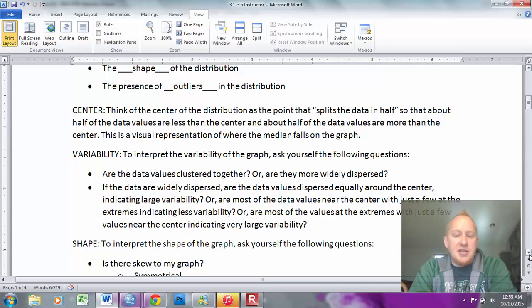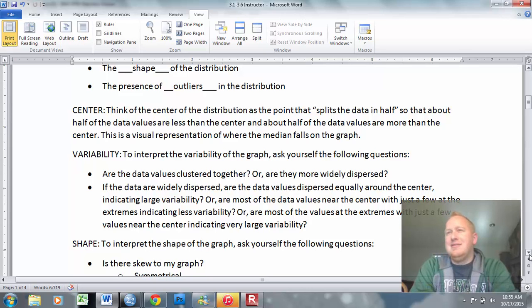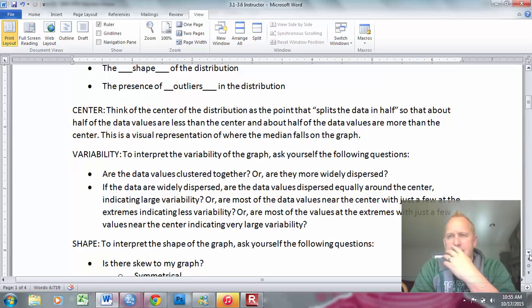This is a visual representation of where the median falls on the graph. Okay, I did put the word median already in there. For some graphs, it's going to be easy to pick out the median. For other graphs, not so easy. There's going to be other features that we can talk about. But think of center as the middle point or a typical data value.